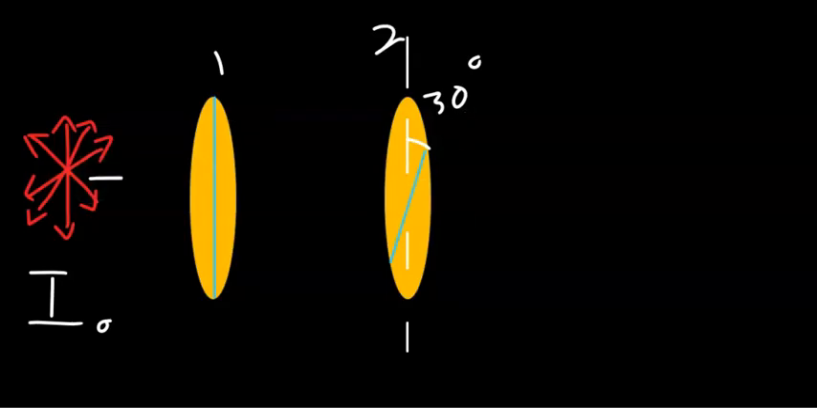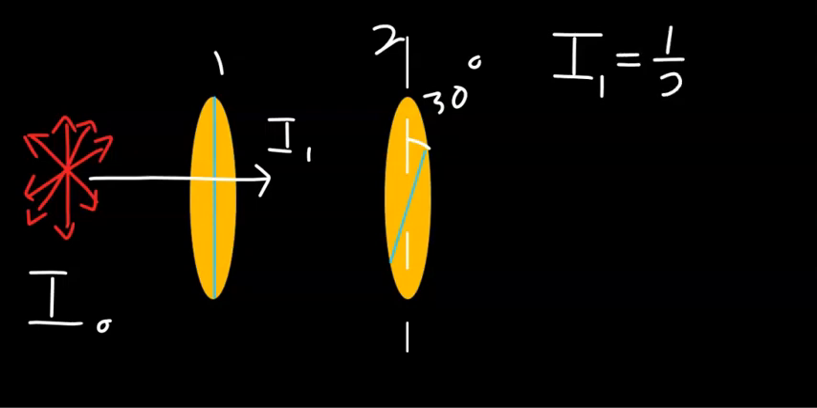As this unpolarized light gets through the first polarizer, what is that intensity? Now we know this is an unpolarized light, so the intensity through the first polarizer must be half of the original intensity. If the original intensity is I0, then I1 is half I0. I1 will hit the second polarizer, and what comes out on the other side of the second polarizer is I2.